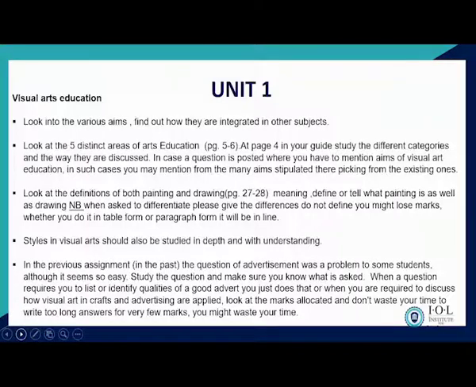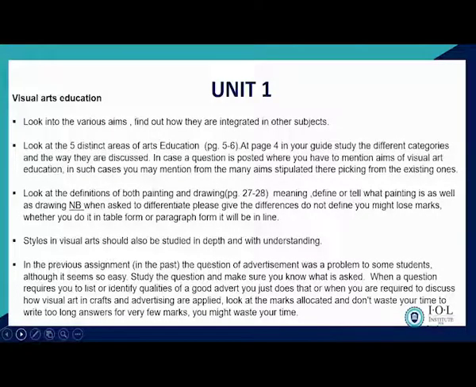In case a question is posted where you have to maintain aims of visual art education, in such cases you may mention from the many aims stipulated, picking from the existing ones, because it's a broad thing, then you just pick the one that you want.